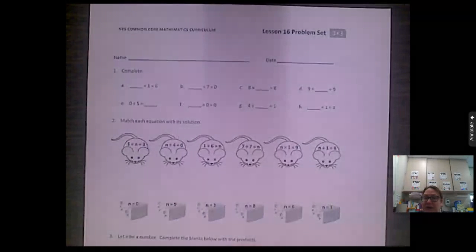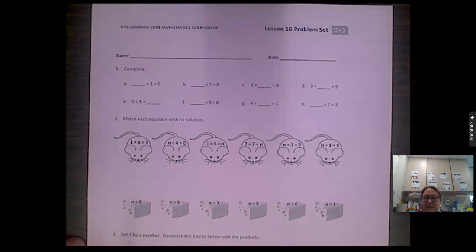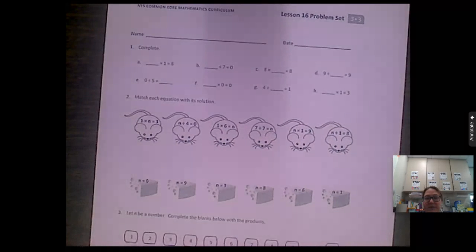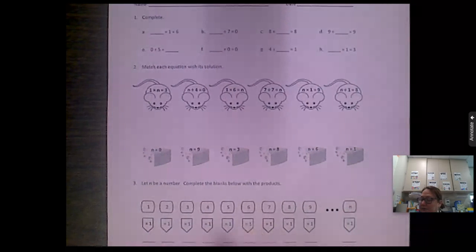So make sure that you have lesson 16 problem set in front of you with the mice and the cheese. Name and date on your paper as always to get started. All right, so if we look at the first one, we can do a few of these together, and then if you want to work on your own a little bit, you can check with me.